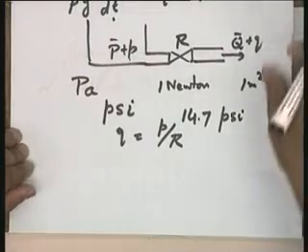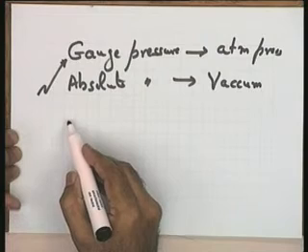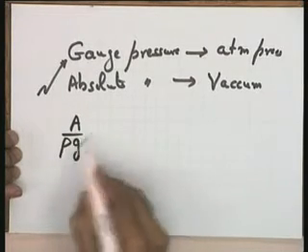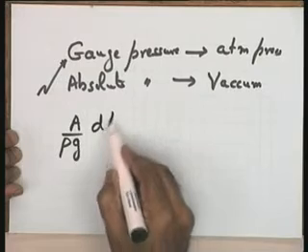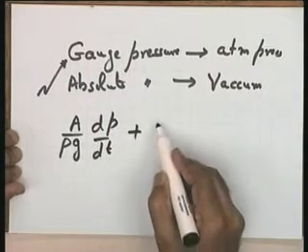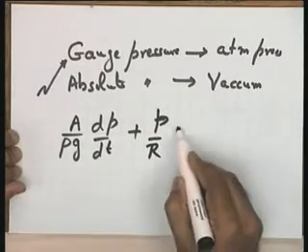Okay? So, in that particular case, let me go to the basic equation for this system. The equation for this system now will become A by rho g dP by dt plus, I am writing it directly in the form, P divided by R equal to Qi.